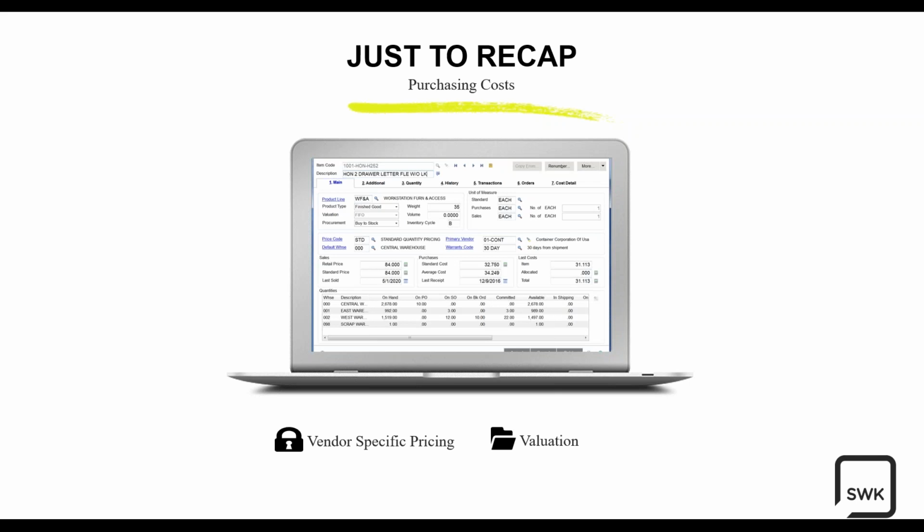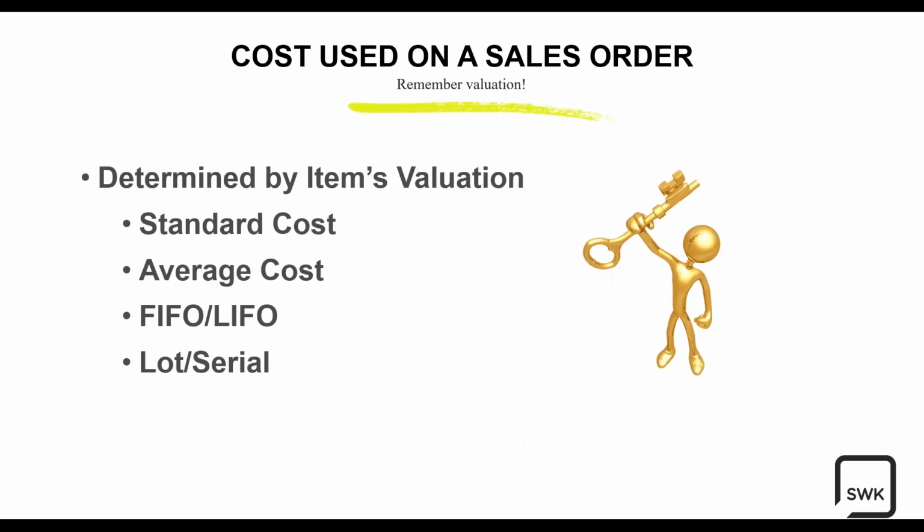Now we're going to switch to take a look at cost used on a sales order. So the cost used on a sales order, remember your valuation. As we talked about on the purchasing side of things, the sales order always uses the valuation for the cost. If it's a standard cost item, it's going to use the standard cost. Average cost is going to use the average cost from item maintenance. And then FIFO, LIFO, LOT, and serial, of course, are going to use the tiers that we talked about that are created when you purchase an item through FIFO, LIFO, LOT, and serial.